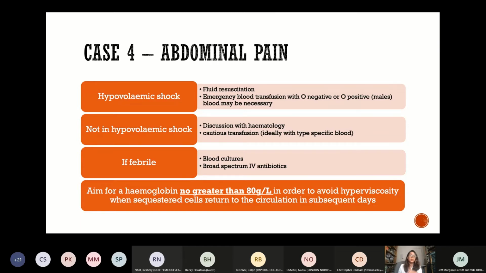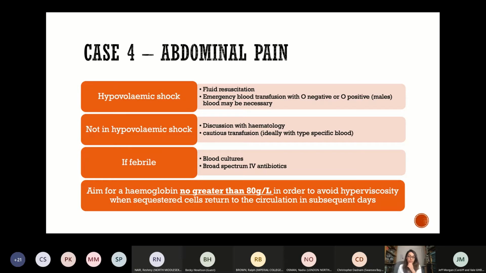And if, alongside being in shock or not being in shock, they're febrile, take some blood cultures and start broad spectrum IV antibiotics. With these children, aim for a hemoglobin that's no greater than 80 grams per litre to avoid hyperviscosity, especially when you've got sequestration in the picture. When the sequestered cells return to circulation in the subsequent days, you want to avoid the hyperviscosity there.